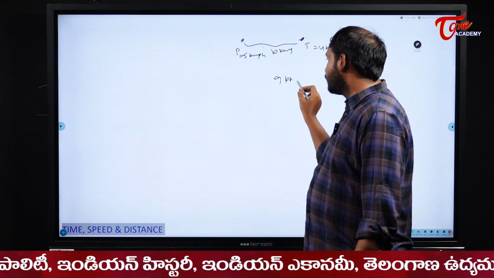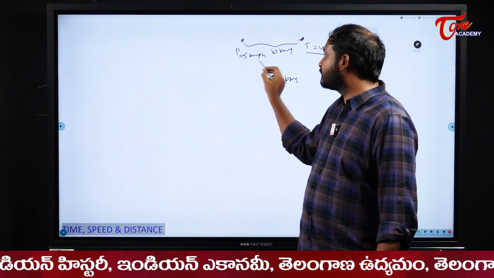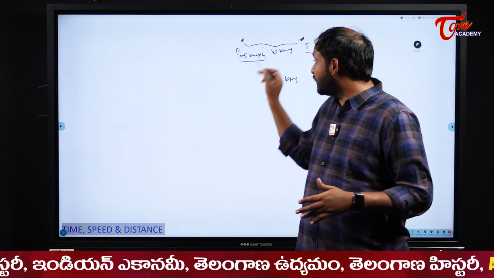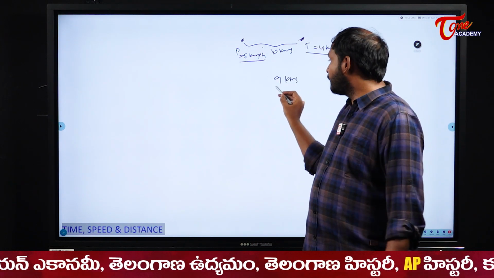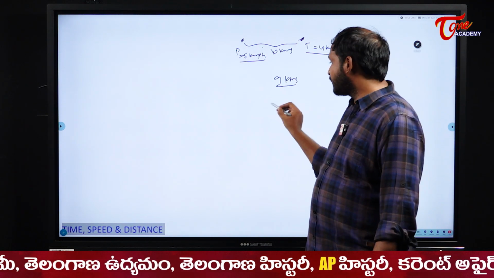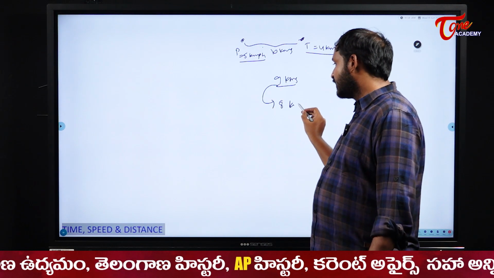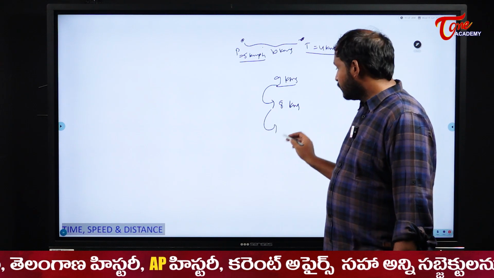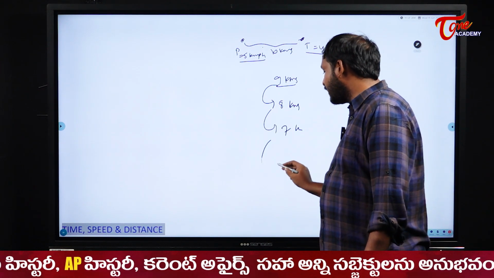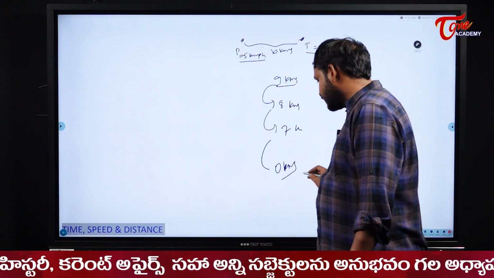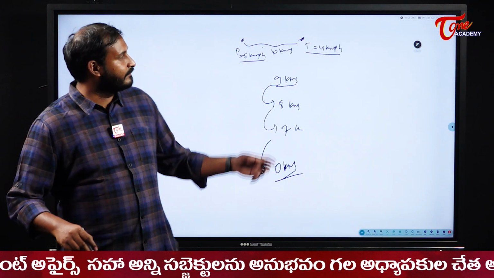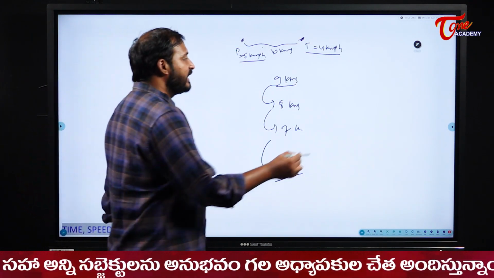So how, sir? Why? Because the thief will travel 4, the police will travel 5. So the actual distance between them is 10, and it came down to 9. When it comes to the next hour, it will come down to 8 kilometers, and it will come to 7 and so on, and at some point it will come to 0 kilometers.